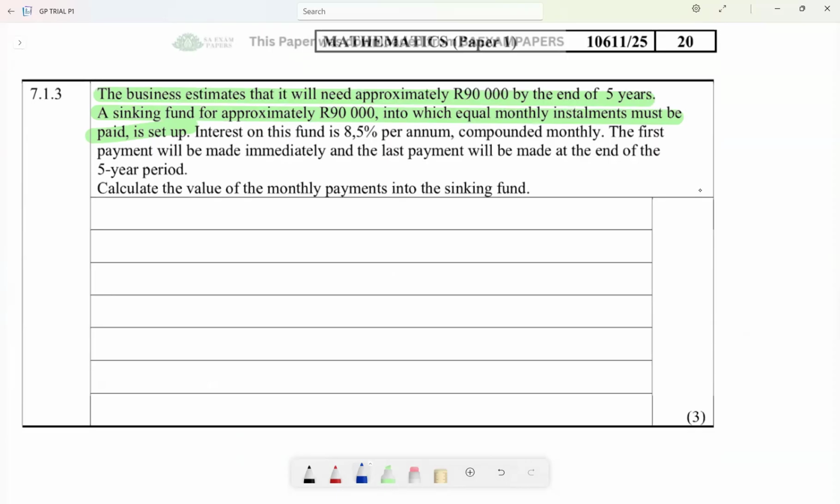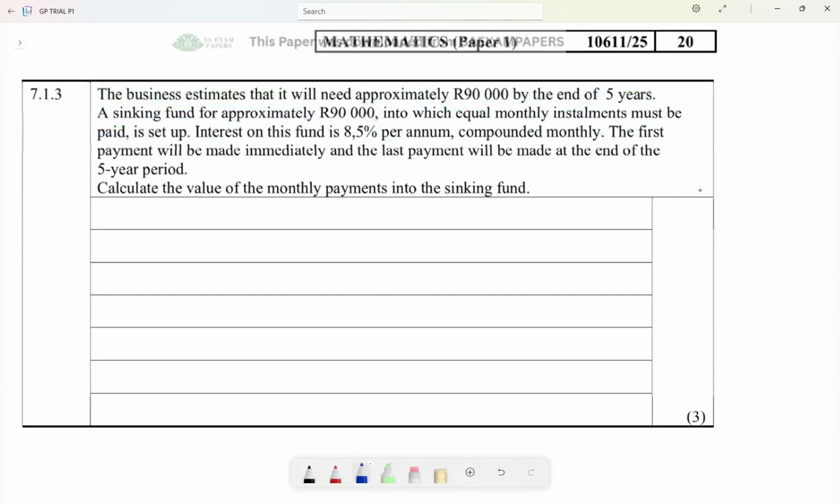A sinking fund that needs to be saved. So that sinking fund, you need to save 90,000. Okay, so they will do equal installments, which must be paid. So this is a monthly installment. The interest of this fund is 8% per annum, compounded monthly.